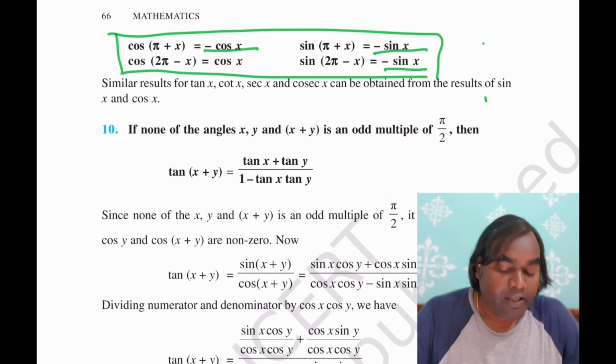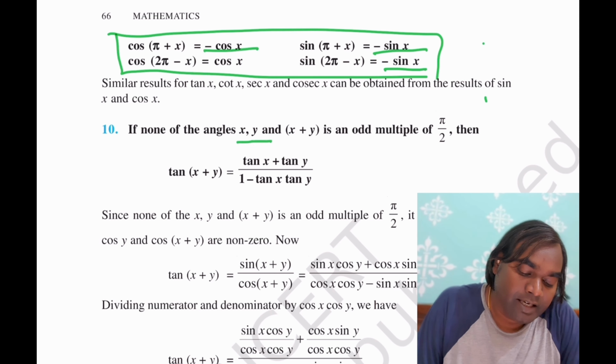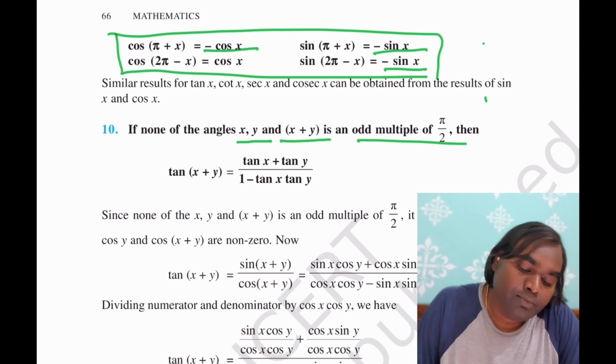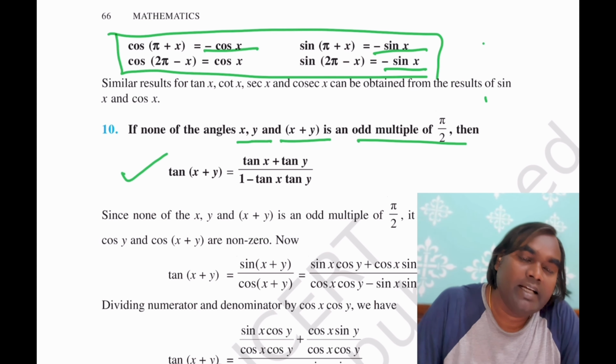Now point number 10: if none of the angles x, y and x + y is an odd multiple of π/2, then we can write tan(x + y) = (tan x + tan y) divided by (1 − tan x tan y). So this is the relationship for the tangent of the sum of two angles.